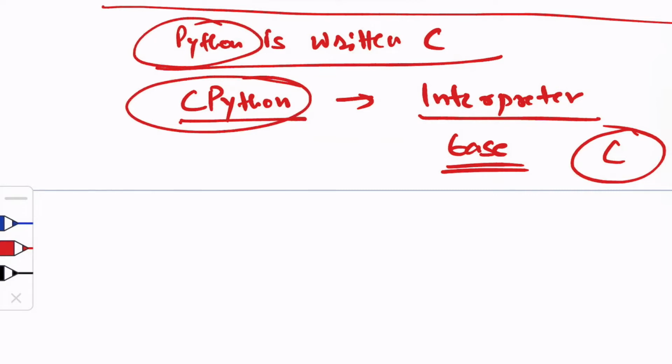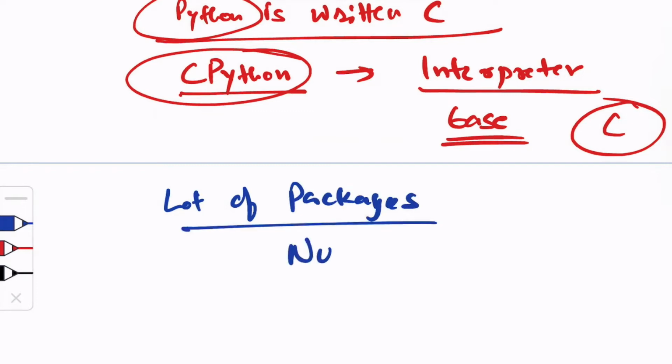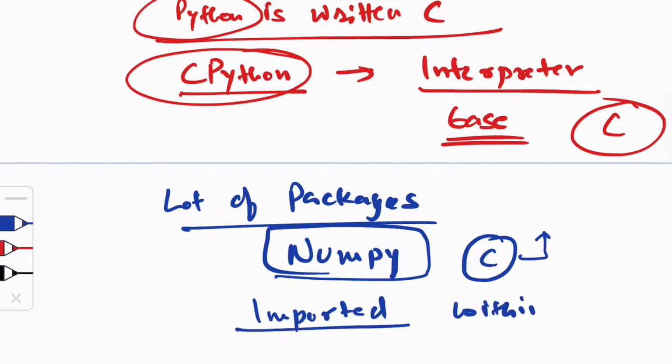Okay. Now the other reason why I'm saying that it is partially written in C is, you can see a lot of Python packages. To give you an example, NumPy, which we'll deal with in subsequent videos in detail, is written in C. Okay. These packages are written in C, but they are compiled and they are imported within Python programs. Okay.